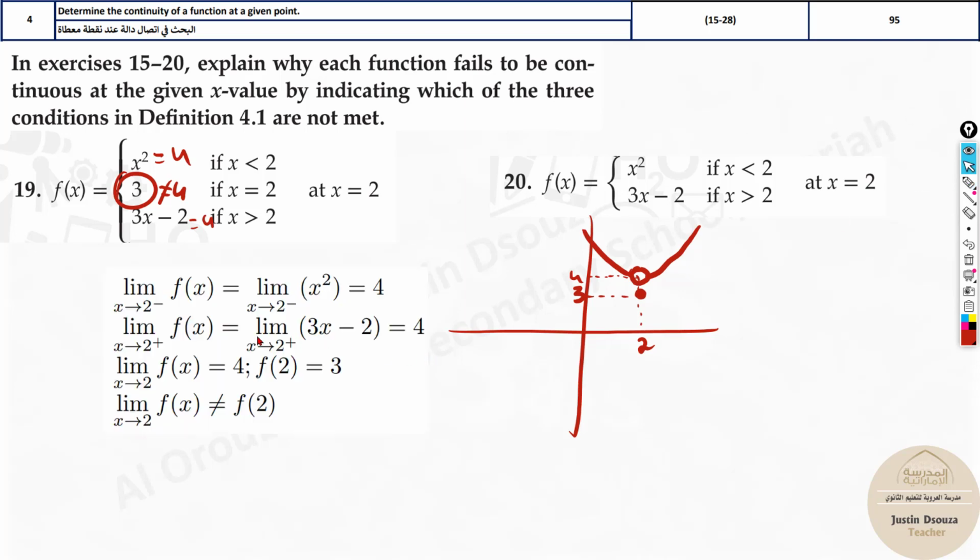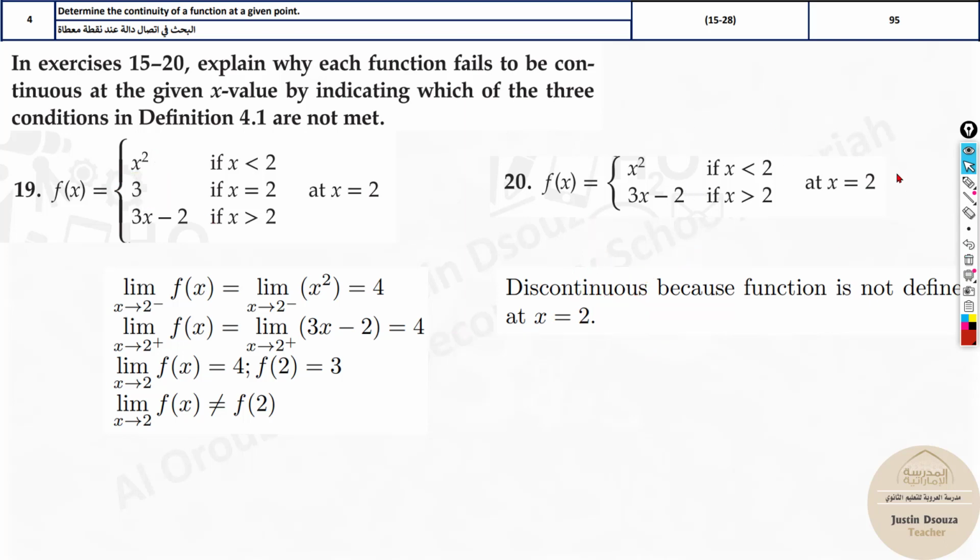I hope that is clear. You can see your left side is 4, right side is 4, but at that particular point it's 3. Now, this limit at x equals 2 is not equal to f of 2. Therefore, it is not continuous. Now, what about this one?